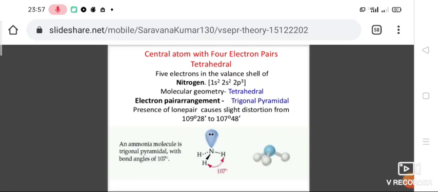The lone pair will repel the bond pair in such a manner that the HNH bond angle will decrease to 107 degrees 48 minutes from the actual tetrahedral angle of 109 degrees 28 minutes. So this is the explanation you have to give. The explanation is there in your textbook on page number 112.